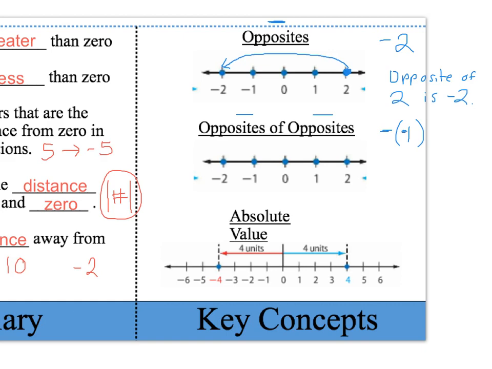Now if I wanted to show that on a number line, I can put my dot on positive 1, and I'm going to take the opposite of positive 1, which is negative 1. But then I want to take the opposite again and start from negative 1 and go back to positive 1. So the opposite of opposite of 1 is 1.